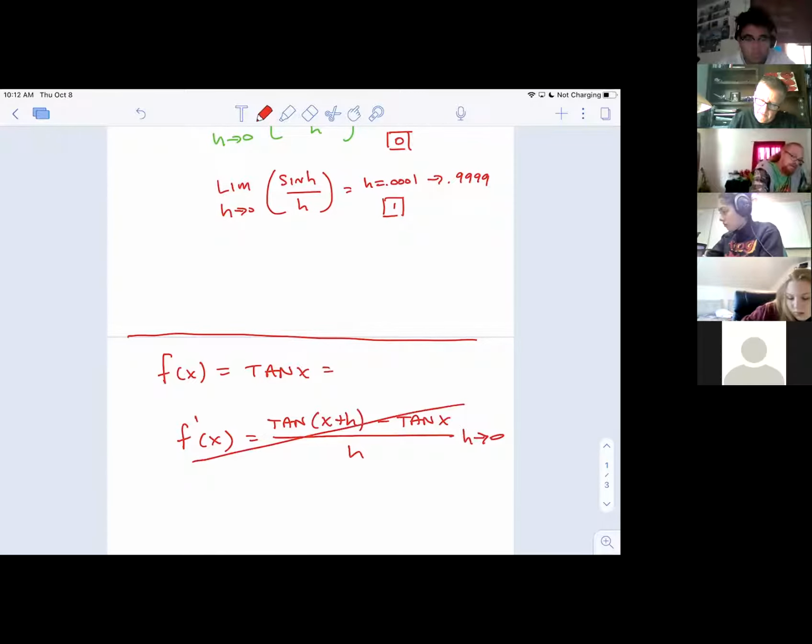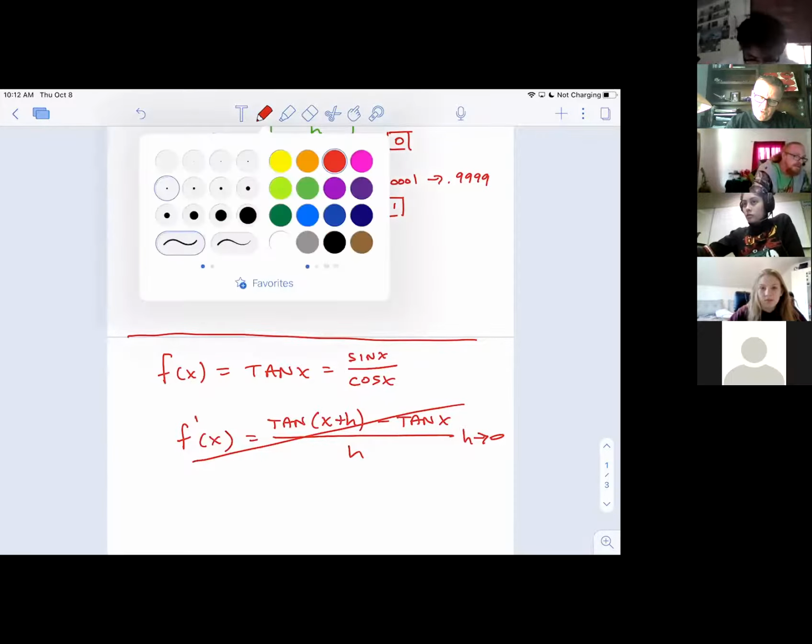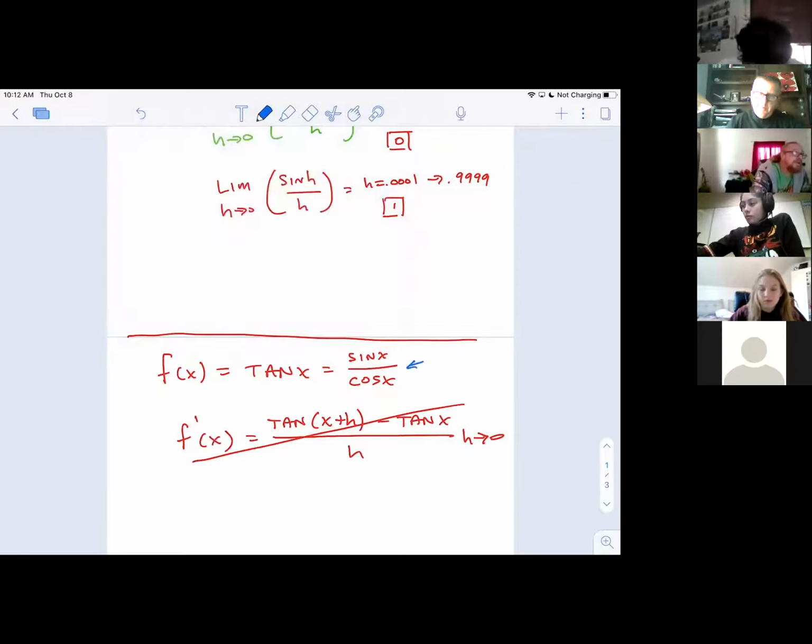Isn't tangent, you should know this from trig, how can I rewrite tangent? Sine over cosine. Tangent is sine over cosine. In other words, all the other trig functions are made of sines and cosines. You can't take the derivative of tangent directly, but can you take the derivative of sine over cosine? What should you be thinking if you take the derivative of something that says junk over junk? Which one of our rules governs that? Quotient rule.